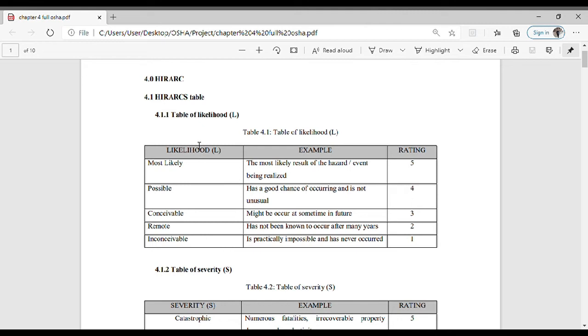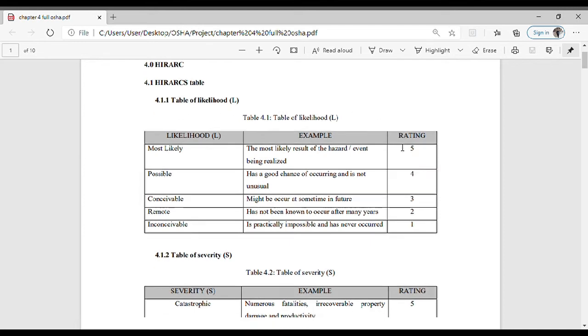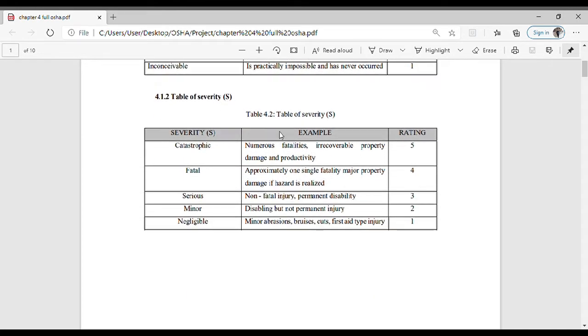Today I will be presenting about hierarchy. This is the table of likelihood. There are some categories of the table of likelihood and its rating. Next is the table of severity. This is the table of severity. Different severity will have different ratings.